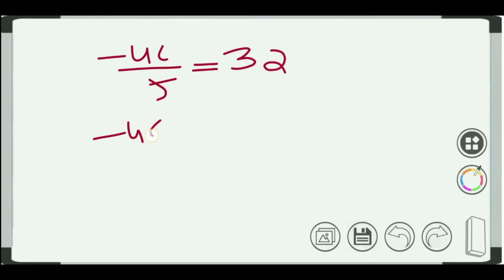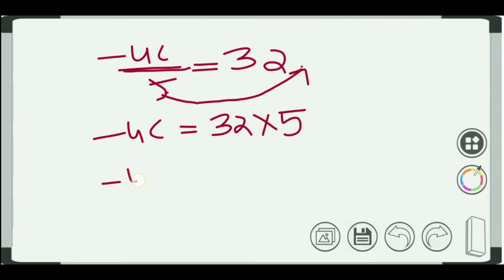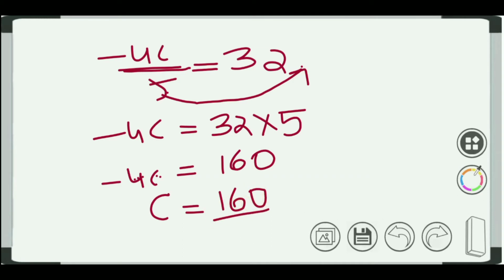So what is minus 4C? This 5 will go this side. So divided by 5 will become into 5. 32 into 5. Minus 4C is equal to, what is 32 into 5? 160. C equal to, into 4, so here it will be divided by 4. 160 divided by, is it 4 or minus 4? It's minus 4. So what is 160 divided by 4? 40. Negative 40. Negative into positive, negative 40. So you got C is equal to minus 40 degree.